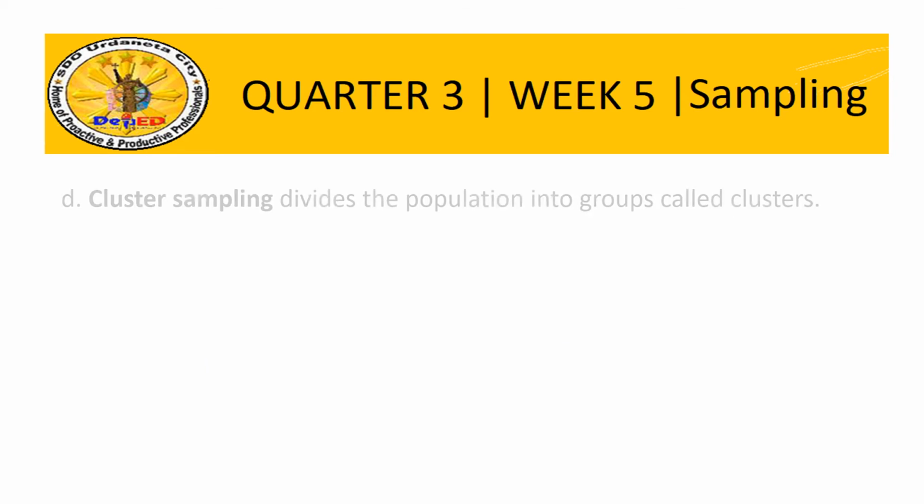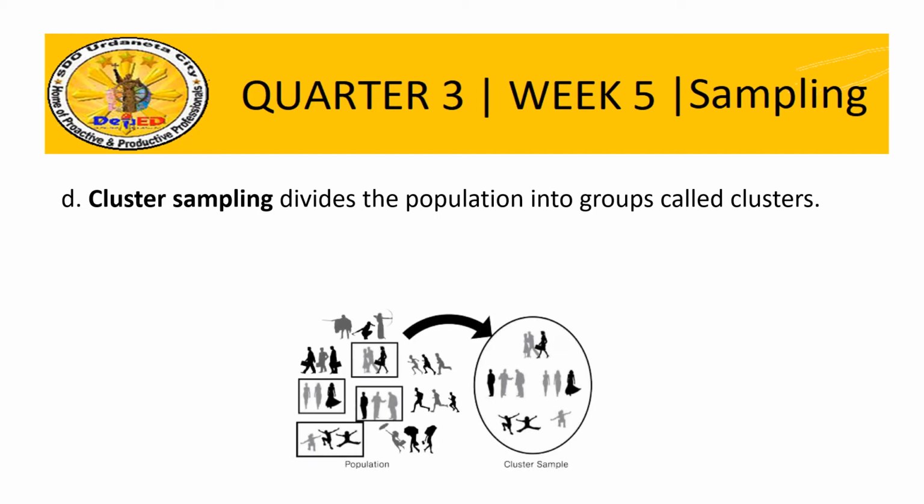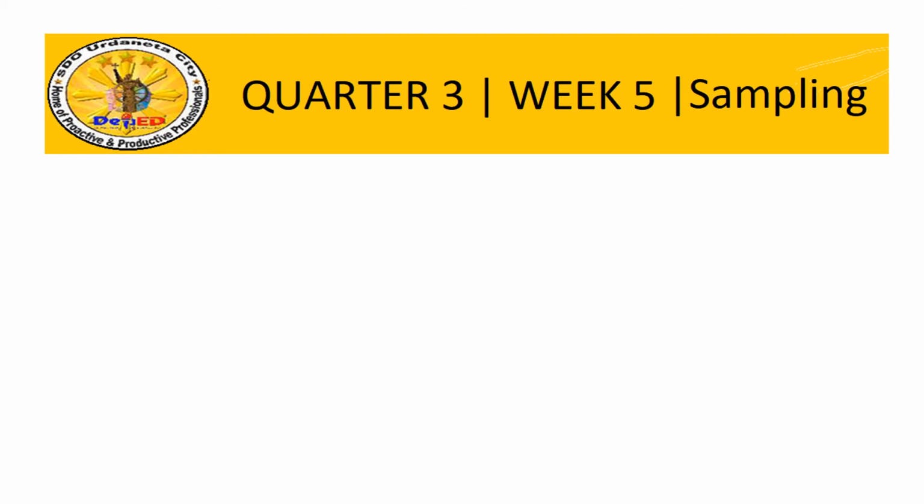So next, we have cluster sampling. Here, it divides the population into groups called clusters. With the use of simple random sampling, a whole cluster is selected randomly, and all of the members of the cluster are subjected as the sample or representative of the whole population.